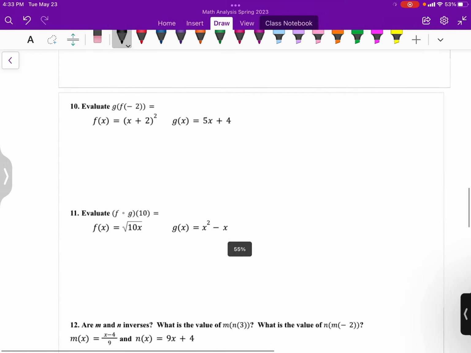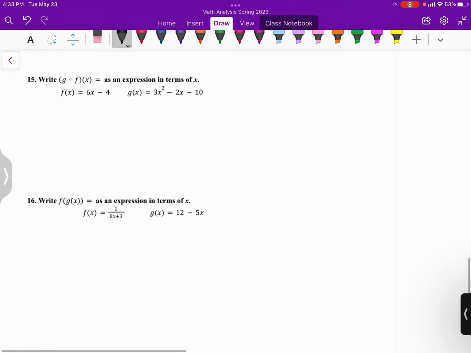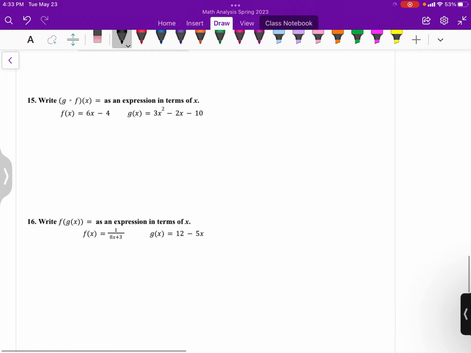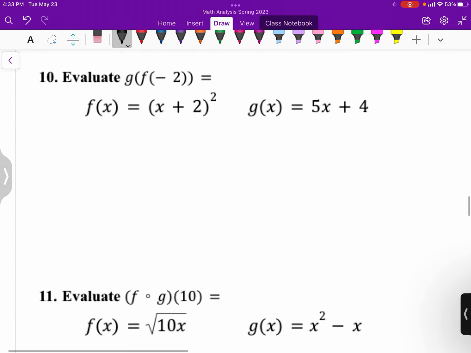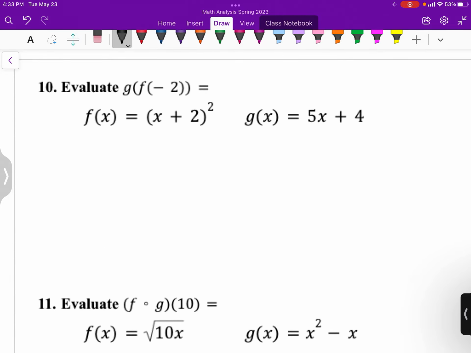All right, so in this section, guys, from 10 through 16, it's actually most of the new lessons that we have been seeing about composite functions, and whether they're inverses or not. So starting off with the first one, I want to evaluate g of f of -2. So this, once again, is a composite function, which means a function within another function.